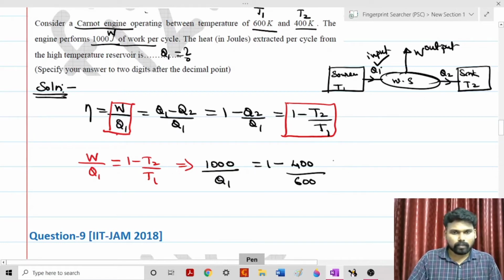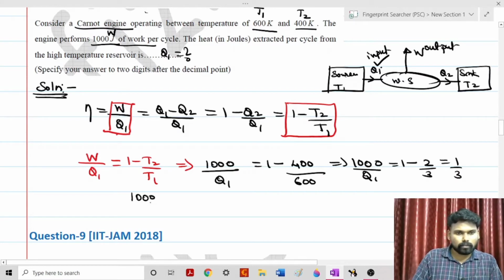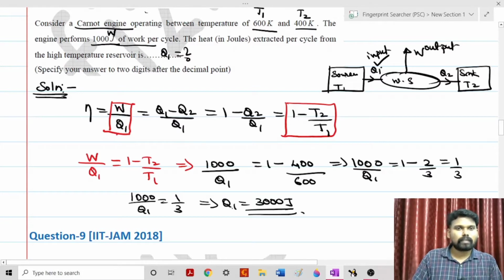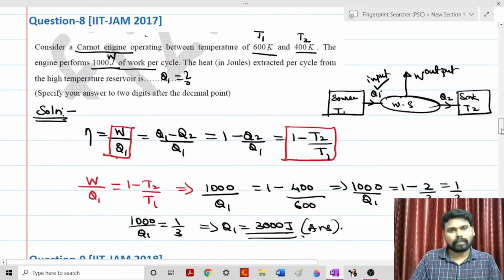1000 by Q1 is equal to 1 minus 400 by 600, which is 2 by 3. So it will be 1 by 3, since 1 minus 2 by 3 is 1 by 3. So 1000 by Q1 is equal to 1 by 3. If you cross multiply, you will get Q1 equal to 3000 joule. It is the correct answer. So here the answer is 3000 joule. It is a numerical answer type question in IIT JAM.